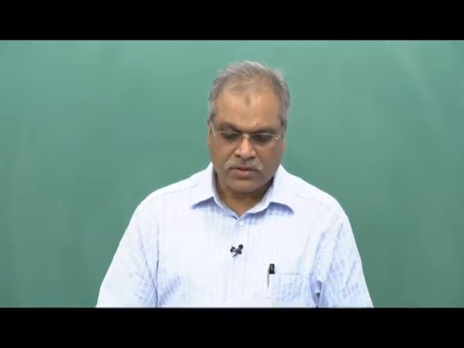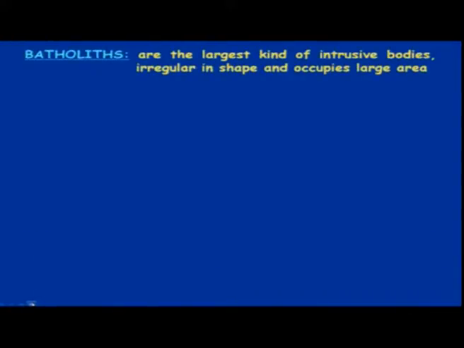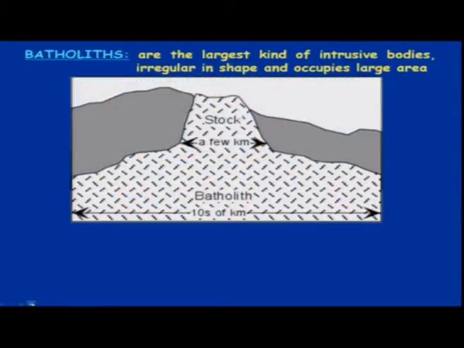So, like other igneous structures, the batholith is another structure which is one of the largest kinds of intrusive bodies, irregular in shape, and occupies a very large area as compared to the other forms which we have discussed, like dikes, sills and all that. Now, if you look at the batholith, it will cover almost tens of kilometers at the basal part, and the top area going towards the surface is termed as stock, which again covers an area of about a few kilometers.